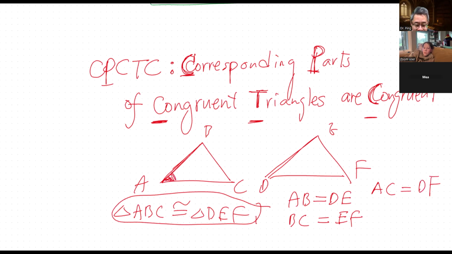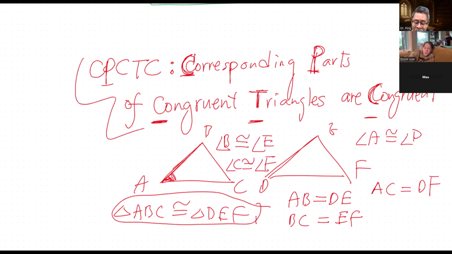And of course the angles. Angle A we write as angle A congruent to angle D. Then angle B is congruent to angle E. And of course, angle C is congruent to angle F. So basically what this means is if the two triangles are congruent, then all the corresponding parts, meaning sides and angles, are also congruent.